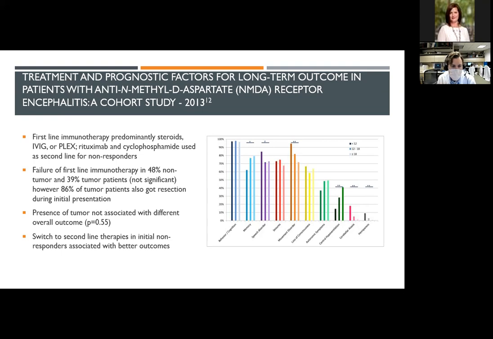What they did in this study was consider rituximab and cyclophosphamide as second line agents if you did not get better with that. So 48% without tumors and 39% with tumors failed first line immunotherapy, which isn't great. And in this study, the presence of a tumor did not have an association with any different outcome. But what they did find was that if you weren't responding to the first therapy, then you did do better switching to a different immunomodulating agent. So if someone's not getting better on steroids or IVIG or Plex, you should switch them to rituximab or cyclophosphamide.